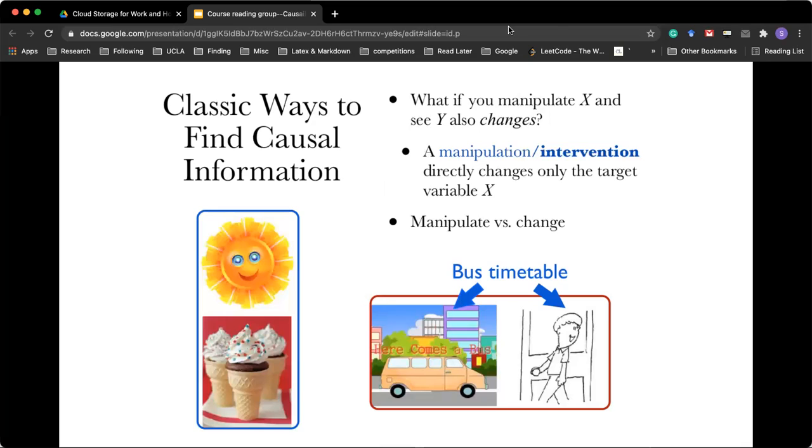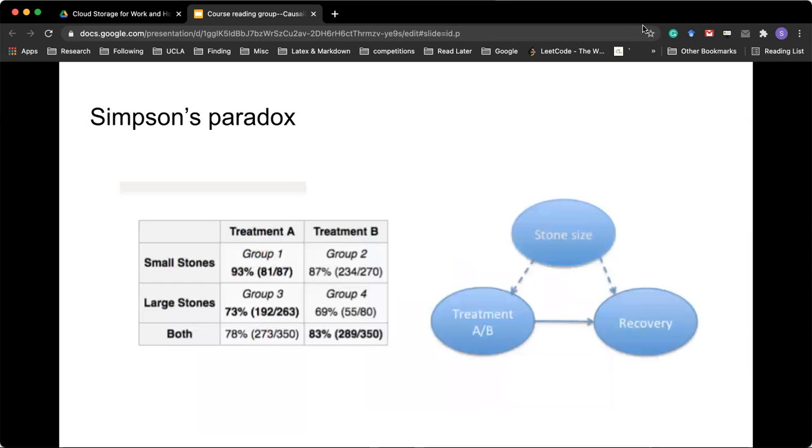The problem is that you cannot always do this because, for example, how can you intervene in the weather? It's not very easy. But that's not the problem we want to focus on now. There's another interesting study in causality. It's called Simpson's paradox. It describes another phenomenon in causality.